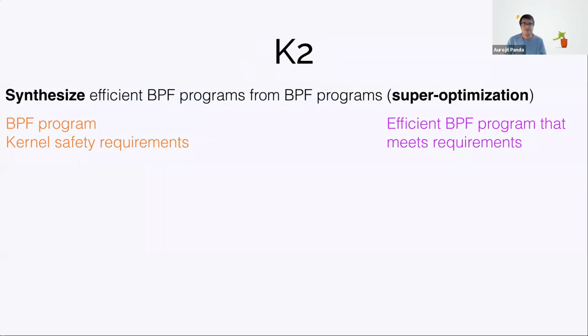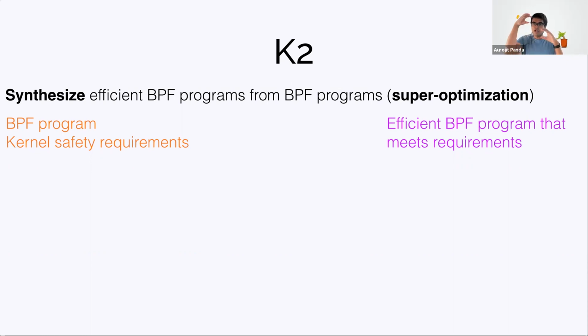The third paper is a synthesis paper. It's called K2, and it's looking at providing efficient BPF programs. So this is one of the differences from compilation that we talked about, and this approach is called super optimization. So K2 takes a BPF program and produces another BPF program. Now, why isn't this just a compilation?